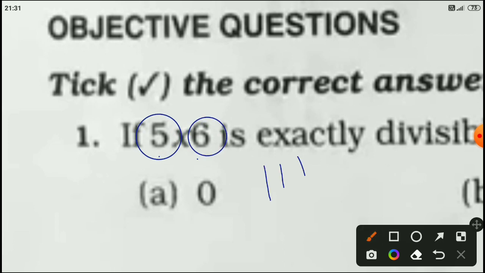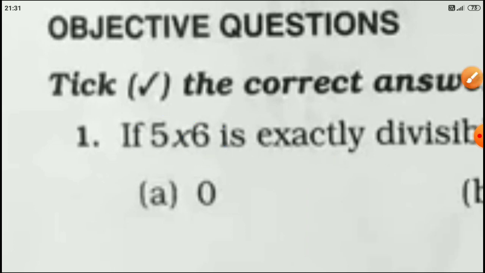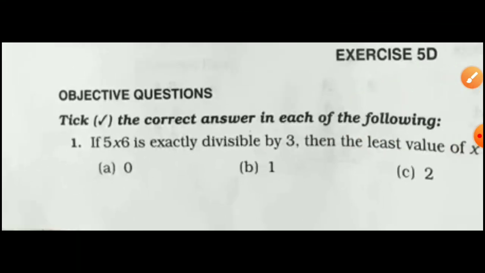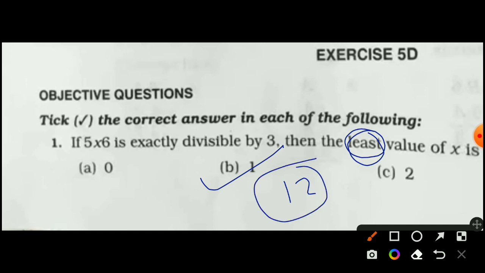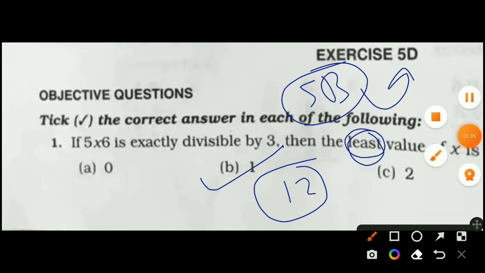So 11 plus x. What will you add to get a number divisible by 3? We have to find the least value. So 11 plus 1 is 12, so it will be option number B, because 12 is divisible by 3. So the answer to the first is B. If you solve all the questions of 5B wisely, then this exercise is nothing for you. Let's move to the next question.